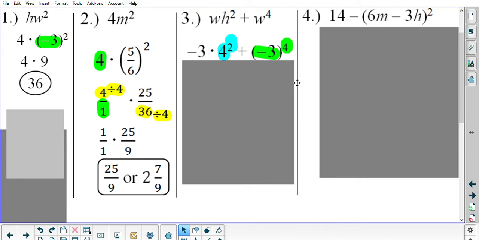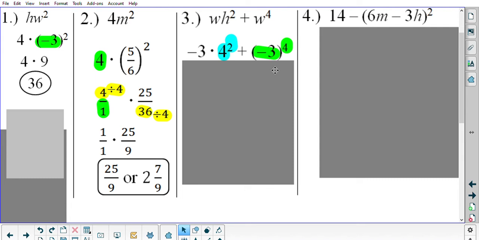All right, from here, there is nothing you can do with the parentheses with -3 inside. So the next thing to do is the exponents. 4 to the second means 4 times 4, which is 16. -3 to the fourth power means -3 times -3 times -3 times -3. 3 times 3 is 9, times 3 is 27, times 3 again is 81.